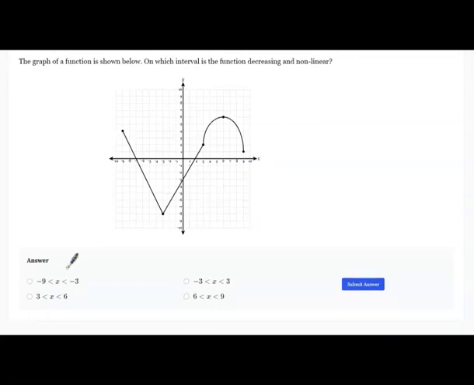So you'll notice these are written in inequality notations, where the letter x is in between the two endpoints of your interval. So we said the lowest was 6 and the highest was 9, so that must be this one here.